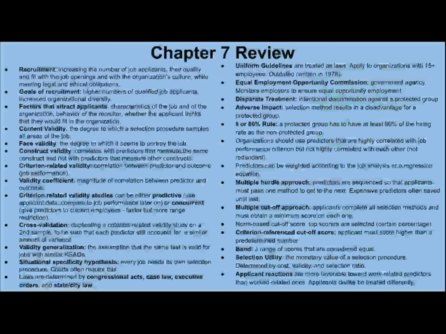These can either be predictive, where you use applicant data and compare to their job performance later on, or concurrent, where you give the predictors to your current employees. It's faster, but there's more range restriction since you're only getting people who have kept the job. Cross-validation is done by duplicating a criterion-related validity study on a second sample to be sure that each predictor still accounts for a similar amount of variance.